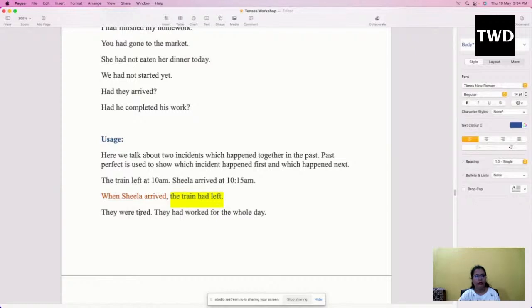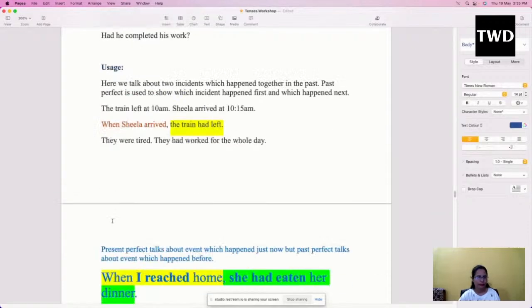They were tired. Simple past. They had worked for the whole day. Here I have got two sentences, but then we can just join it also. They were tired as they had worked for the whole day. So why were they tired? Because they worked for the whole day. So first of all, they worked and then they got tired.